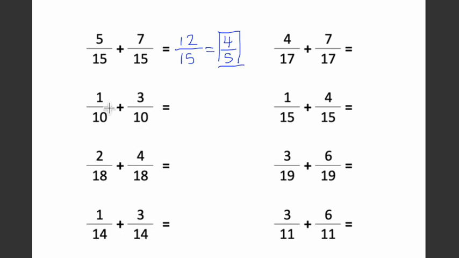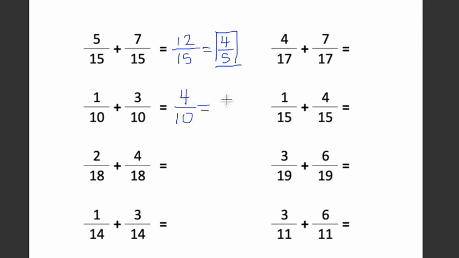The next problem is 1/10 plus 3/10. Again, we're going to add the numerators, which is 4, and we keep the denominator of 10. Now we can simplify this by dividing both the numerator and the denominator by 2. So 4 divided by 2 is 2, and 10 divided by 2 is 5. So our final answer is 2/5.